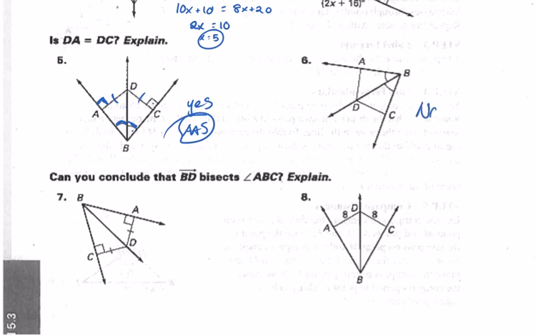Here, there's not enough information. All we have is that those two angles are congruent. We don't have another angle, we don't have the perpendicular piece, we don't have this side, or anything like that. So, not enough info.